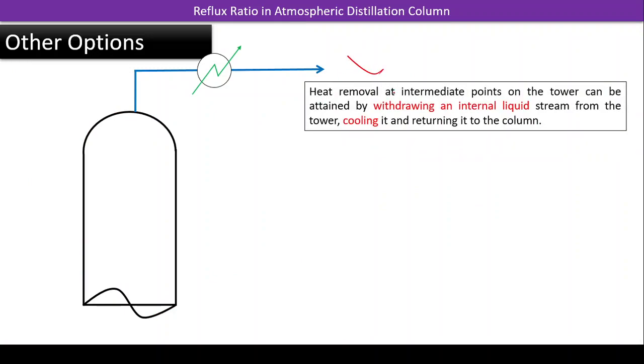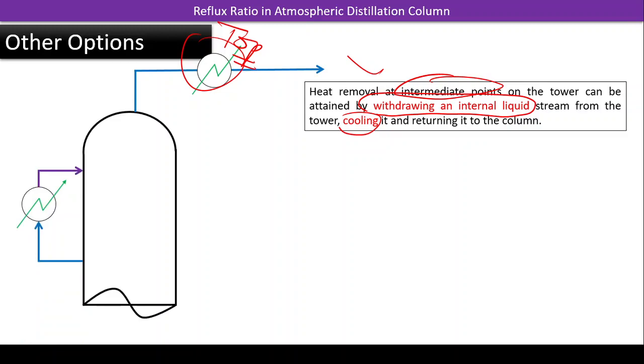The other option is heat removal at intermediate points, not only from the top. Heat removal means the reflux at the intermediate point can be attained, with the withdrawing of internal liquid streams, then cooling them and returning them back to the column. It means we take some liquid out of the column, cool it, and send it back into the column, so that there is no change in the mass transfer, but the heat will be changed. That is the reflux process.